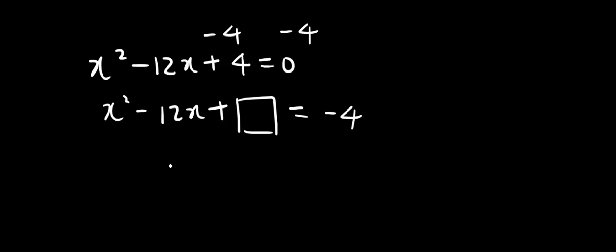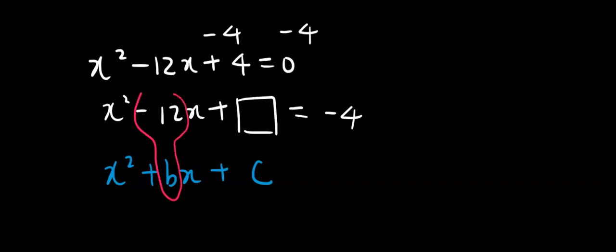Then how do we find this one? So in Algebra 1, you learned that this form is x squared plus bx plus c form. So b is negative 12. And how to find c? c is always (b over 2a) squared. I'm going to write it bigger for you. b over 2a squared. That's how you find c.